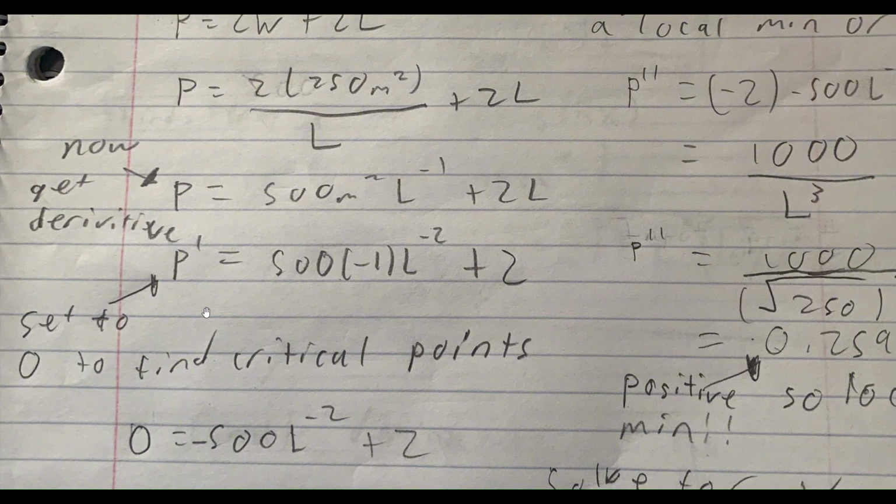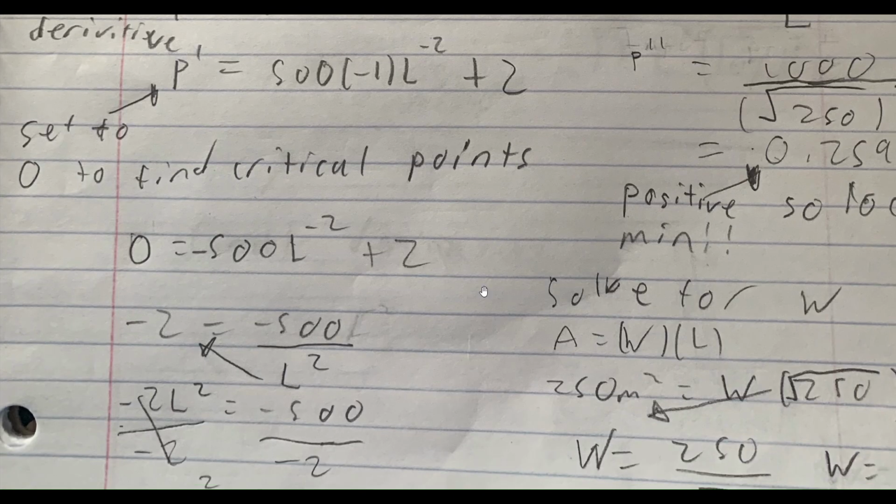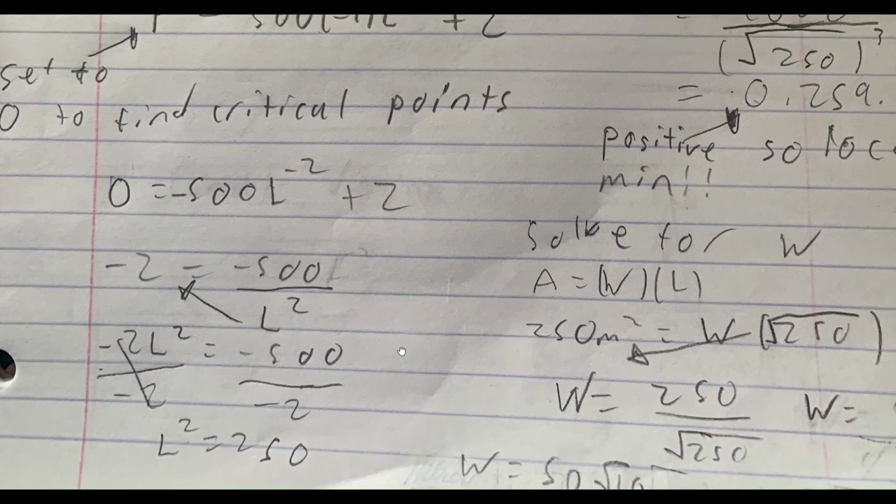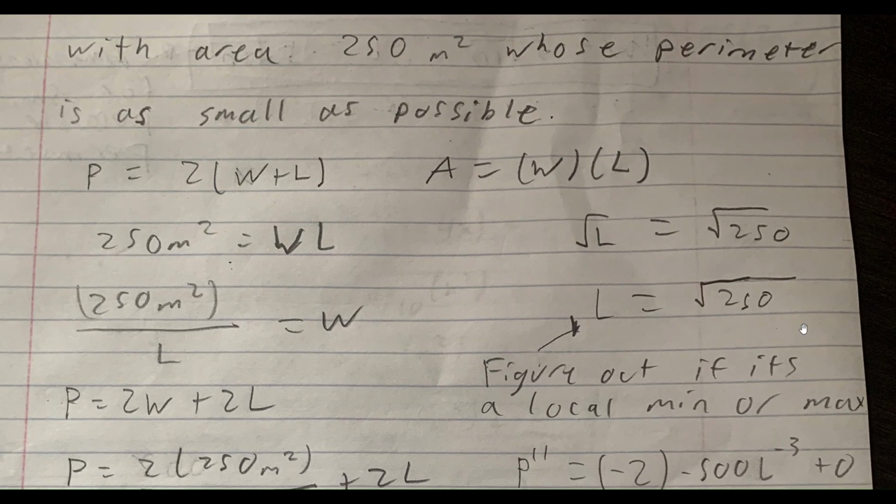Then we set it to 0 to find the critical points of this derivative. We just do some algebra, moving the 2 over to this side because we subtract both sides by 2, we cross multiply, and we divide both sides by 2 to get L squared equals 250. Then we square root L, which is just the square root of 250. While I could simplify this, technically it isn't necessary right now.